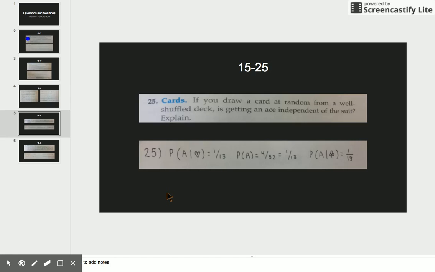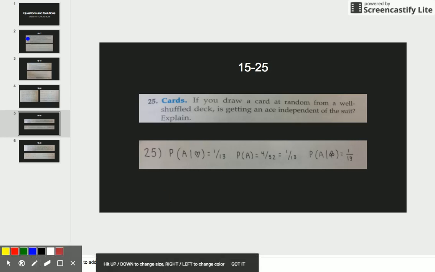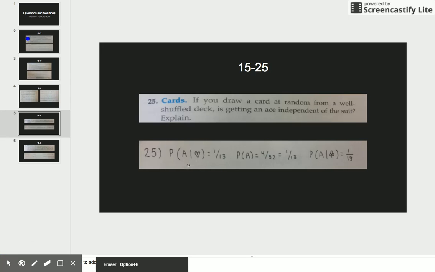Okay. Number 25, looking at getting, is ace independent of a suit? So now I have to think about that idea of independence. So when something is independent, it means the probability doesn't change. So I'm going to look at that. If the probability of ace, given it's a heart, well, the probability of getting an ace when it's a heart is 1 out of 13.